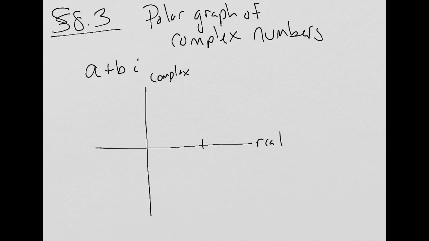So if a is some real number, and b, remember, the coefficient on i is always another real number, there's the point a plus bi, which is why you sometimes see complex numbers represented as an ordered pair. Now, I could, if I wanted to, determine that distance. I could use the Pythagorean theorem.